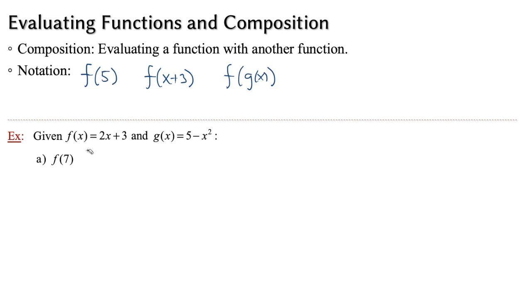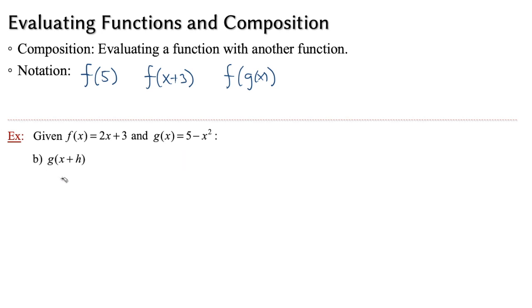Now, in our first example, we'll look at functions f and g, where f of x is 2x plus 3 and g is 5 minus 5x squared. So the first one I'll try is just what would f of 7 be? And that, of course, means we'll take 7 and plug it into the input here for f. So that would look like 2 times our input 7 plus 3. And of course, when we work that out, that would be 14 plus 3, which would be 17.